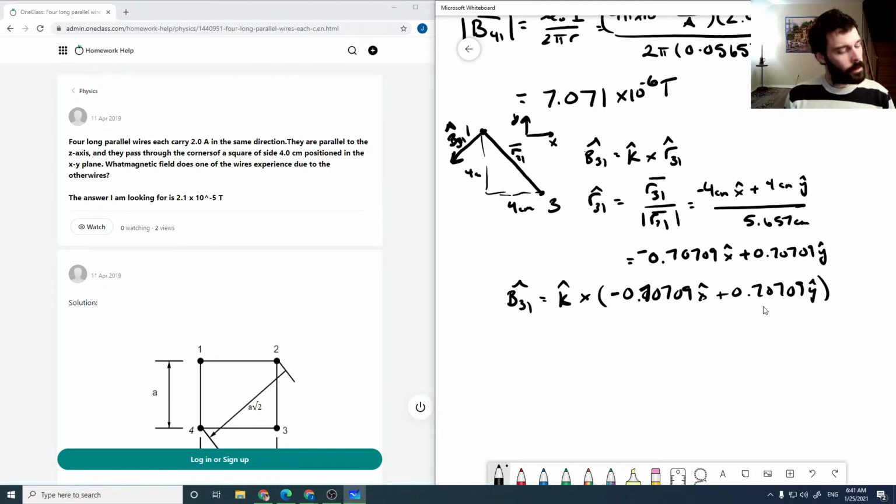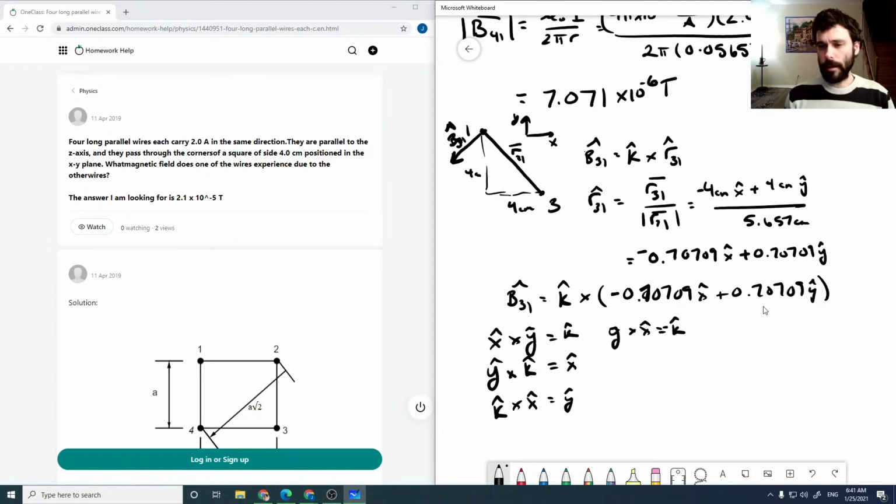And the way I remember how the unit vectors all cross product is pretty easy. So x hat cross y hat is k hat, and then it rolls through. So y hat cross k hat is x hat, and k hat cross x hat is y hat. And then if we want to switch them, it becomes negative. So y hat cross x hat is minus k hat. K hat cross y hat is minus x hat. And x hat cross k hat is minus y hat.